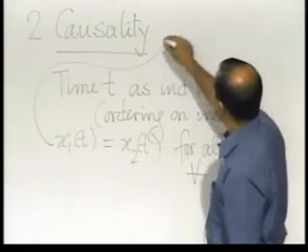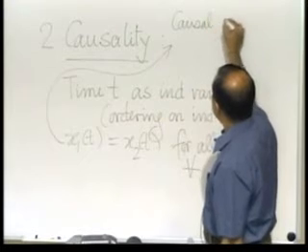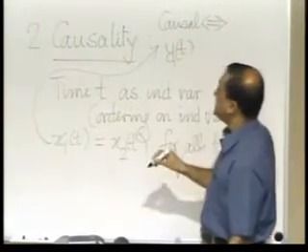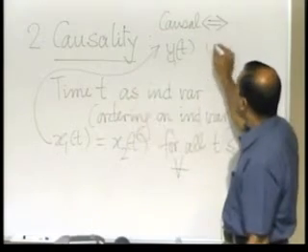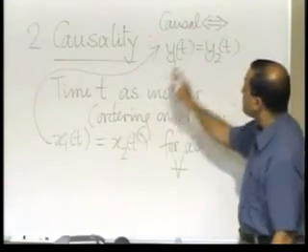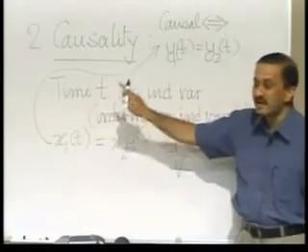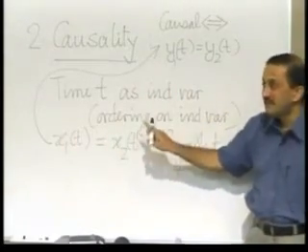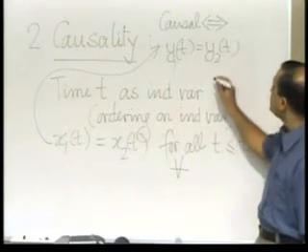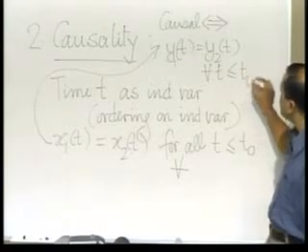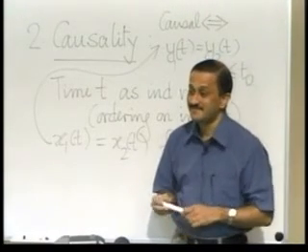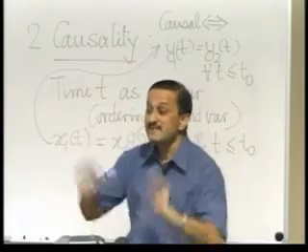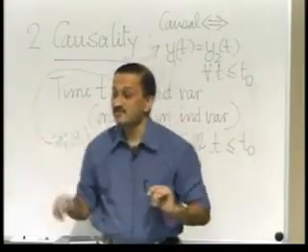In a causal system, the outputs y1(t) corresponding to x1(t) and y2(t) corresponding to x2(t)... y1(t) is the output signal corresponding to the input signal x1(t), y2(t) is the output signal corresponding to the input signal x2(t), right? So, y1(t) is also equal to y2(t) for all t less than or equal to t0. This is necessary and sufficient. Necessary is the catch. What it really means is this defines causality completely.